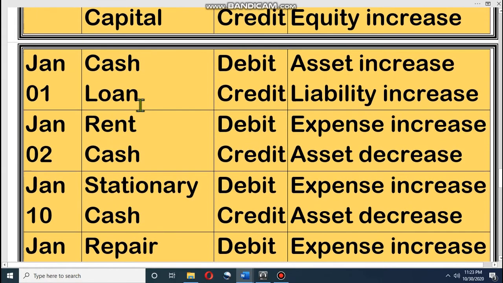Dear student, in that transaction, the other one is loan. If we have taken a loan, our cash money will increase, cash account debit and loan credit. Why cash debit? Because cash is our asset, that's why the cash account increases, it is debit. On the other hand, loan is a liability, the loan account increases. If liability increases, then it is credit.